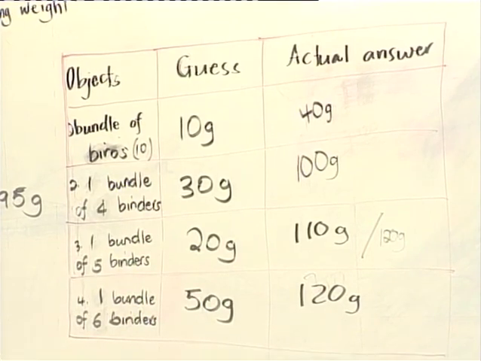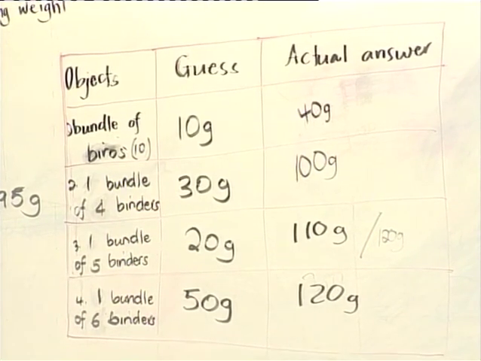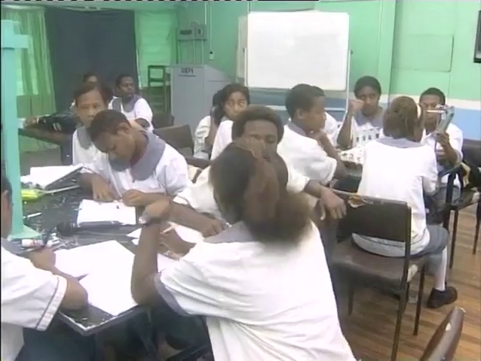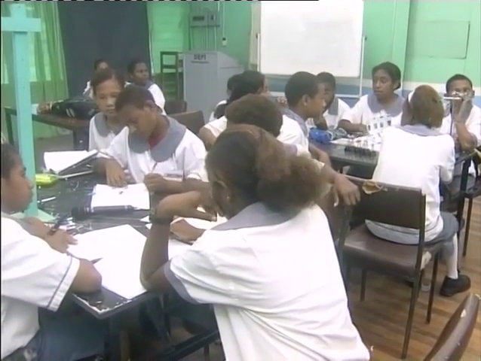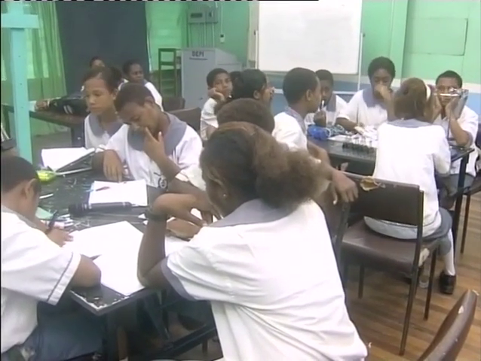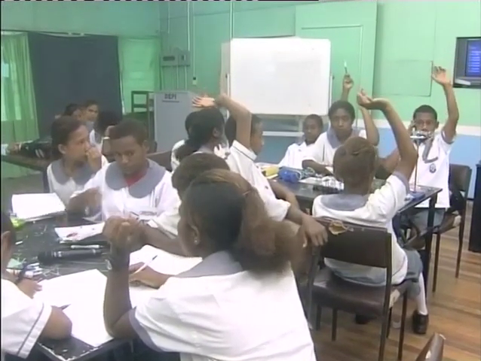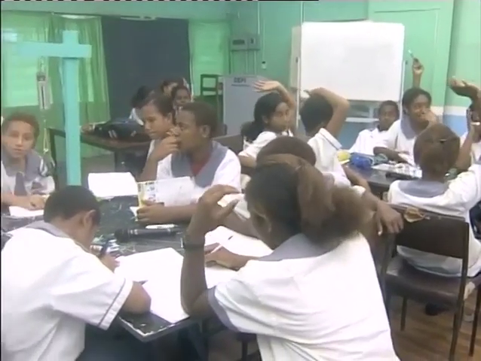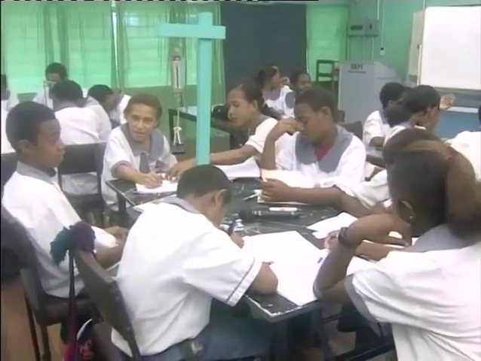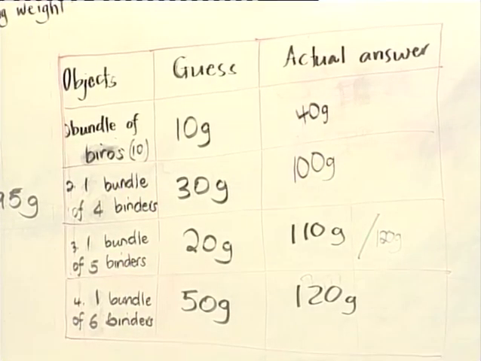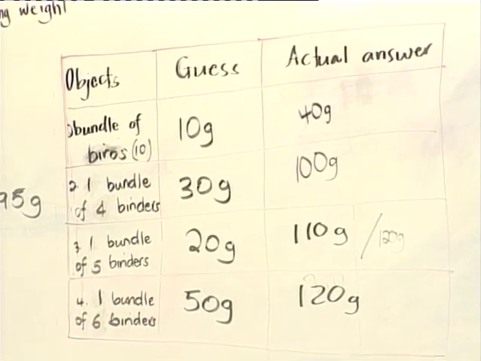Okay, let's see. Hands up if you have the groups that have 120 for one bundle of 5 binders. You put your hands up. One bundle of 5 binders, 120 grams. Hands up if you have 110 grams. Okay, what about the other groups? That shows that the other groups have not been following instructions and are not doing the activity right.